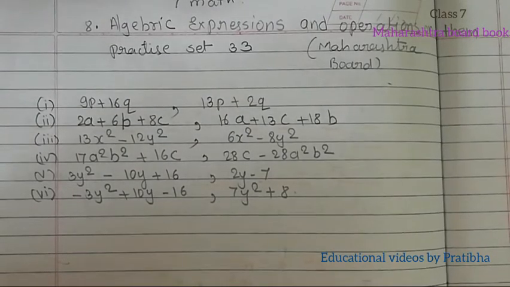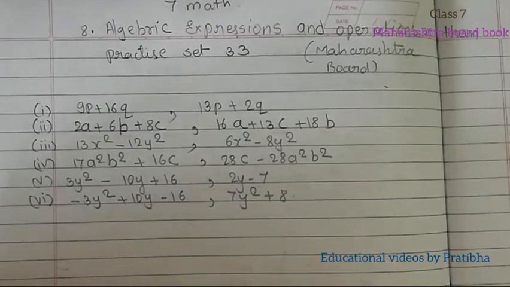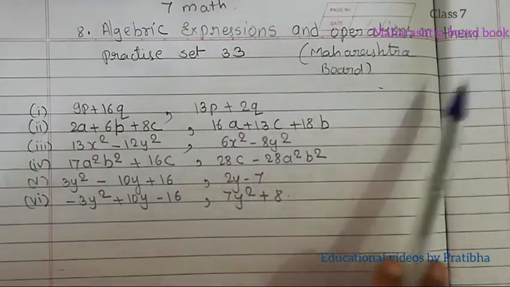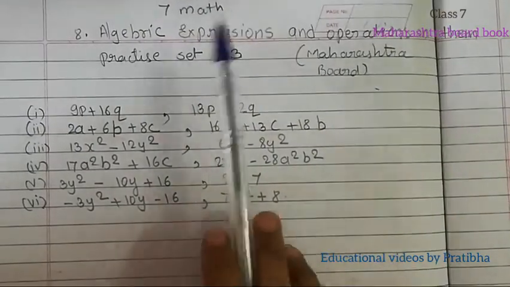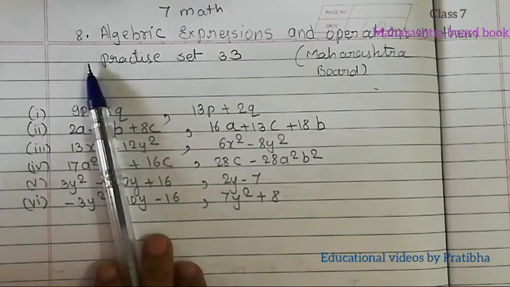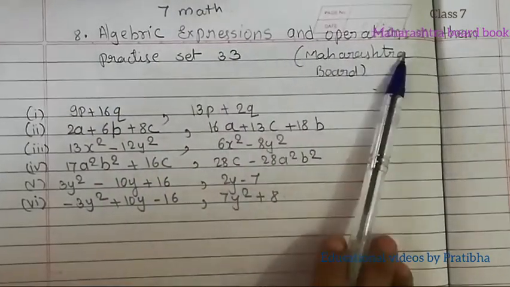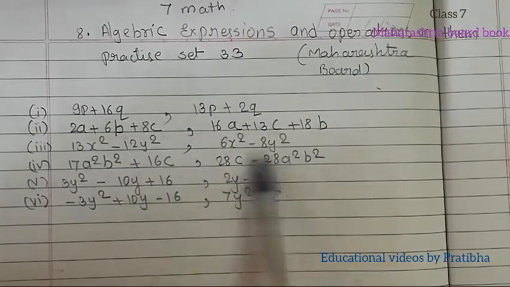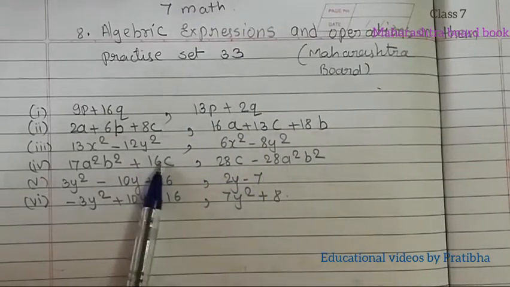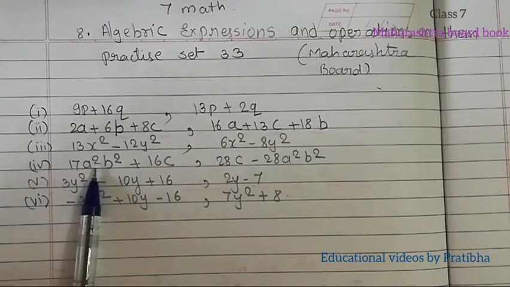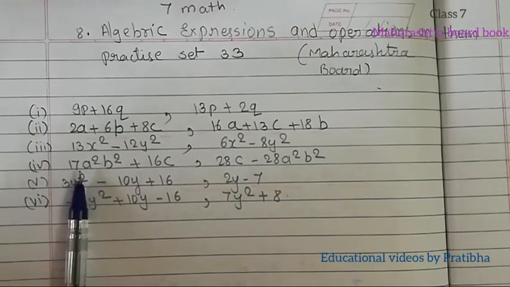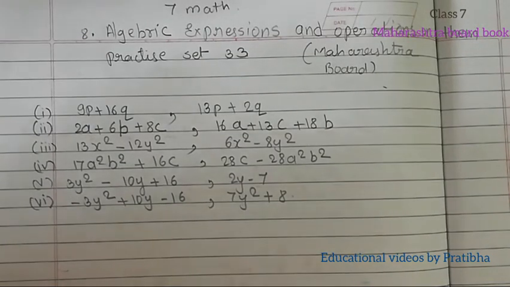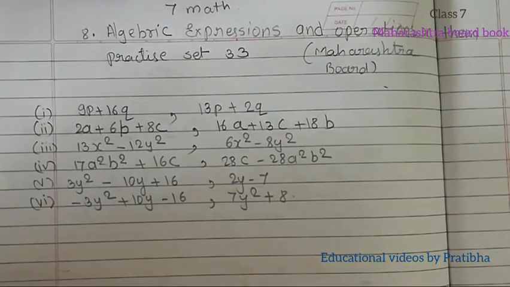So today is the last lecture on addition of algebraic expressions, and today we have taken examples from the State Board of Maharashtra book, 7th standard math, chapter number 8, algebraic expressions and operations on them. From that, Practice Set 33, these are the questions of addition, and since this is a book of 7th standard, the difficulty level will be comparatively less than the sums that we have done previously. So let's start with the sums.